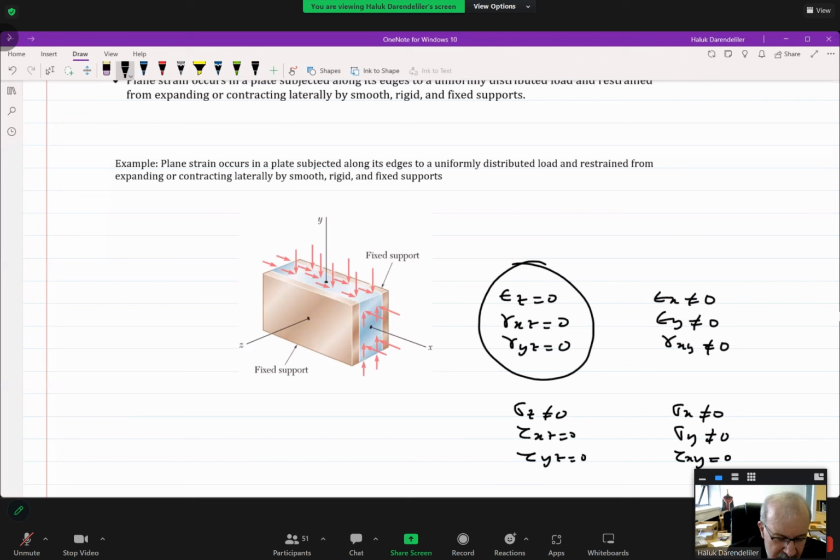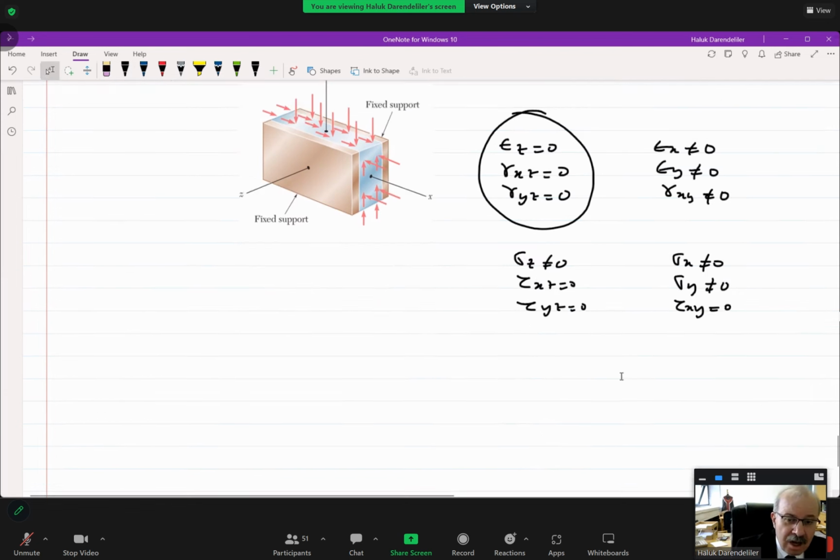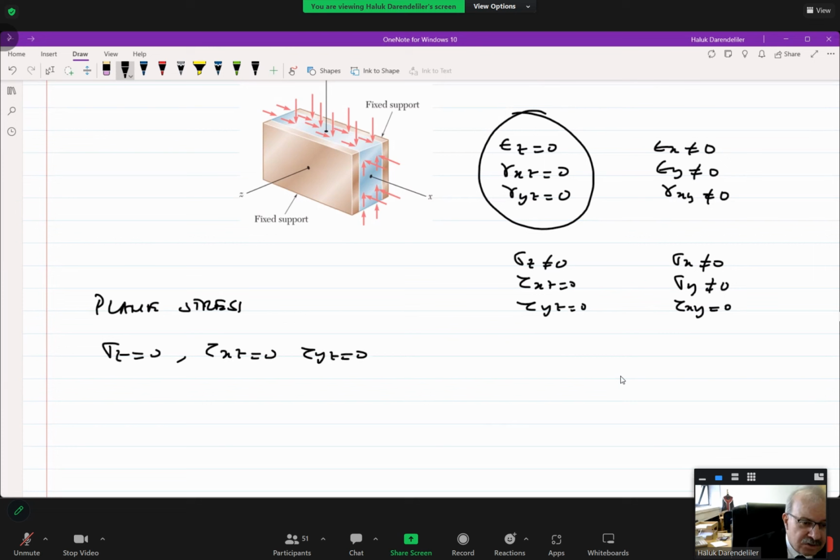Plane strain means that the strain in one direction can be assumed as 0. Then your three-dimensional problem turns into a plane strain condition. Now, let me repeat once more plane stress. In plane stress, the basic assumption is this: sigma Z is 0, tau XZ is 0, tau YZ is 0. So our assumption starts with stress. And sigma X is non-zero, sigma Y is non-zero, tau XY is non-zero. This is the assumption.